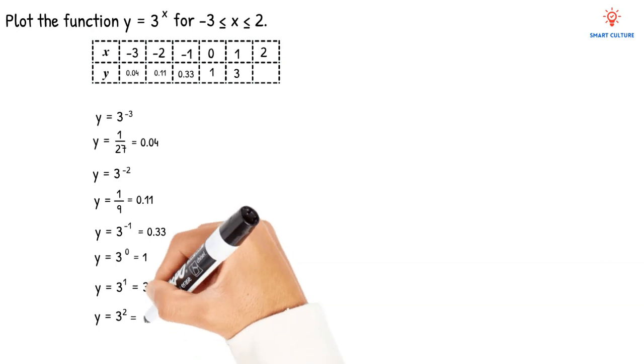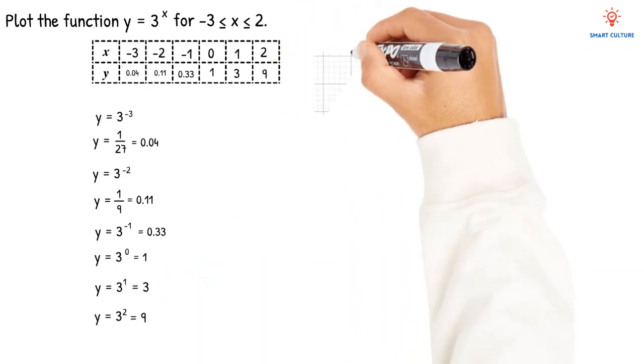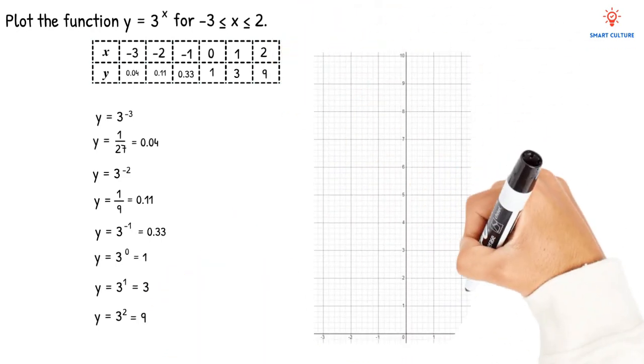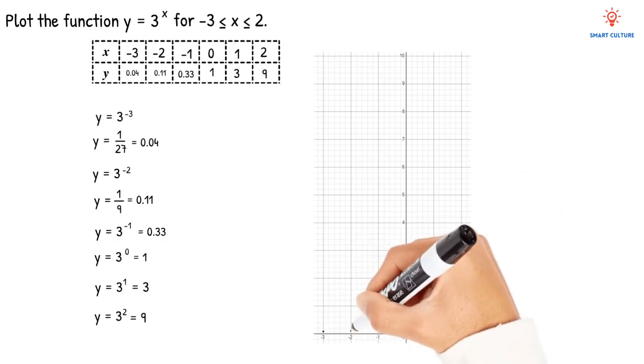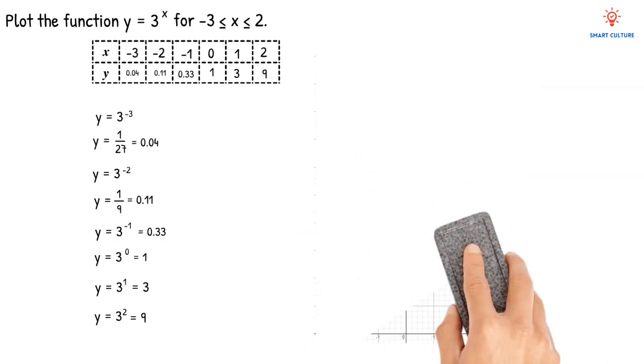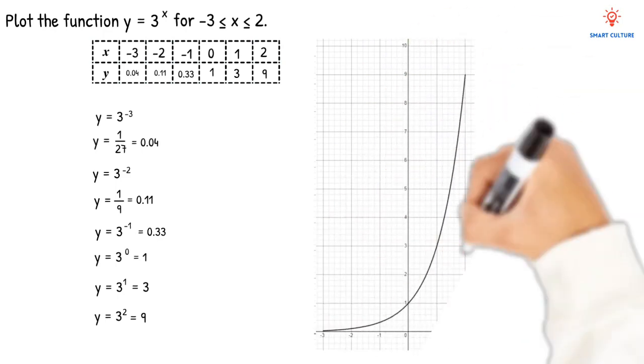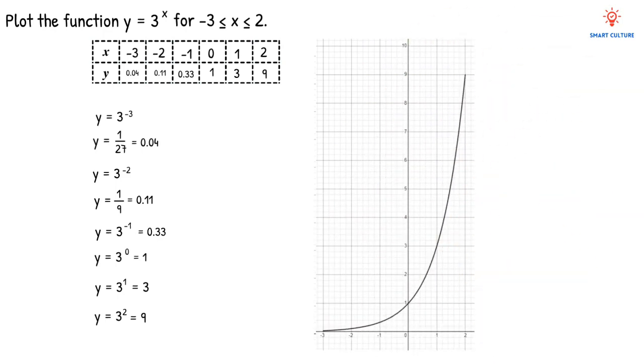So you can plot all these points now that you have the x and y values, and then you can connect them to get the graph. This is what your graph will look like. If you think back to the original equation, y = a times b to the power of x, you can see in this case a is equal to 1. Since we have nothing in front of the 3, it's a 1, so we don't write it. And you can see that 1 is the y-intercept in this case.